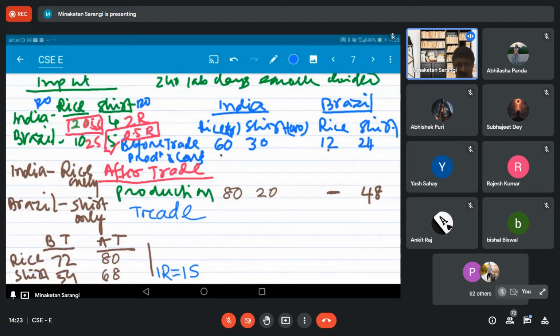Now, take Brazil is requiring 15 number of sacks. If Brazil is requiring 15 number of sacks, then it will exchange 15 sacks to India. Give 15 sacks to India, and in exchange taking 15 kg of rice. This is the trade between two countries.